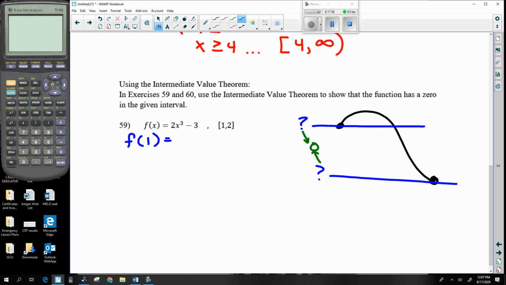So here we go. A value of 1. So 1 to the third minus 3. 1 minus 3 is negative 2. And then we try the 2. So that's 2 to the third minus 3. So that's 8 minus 3.